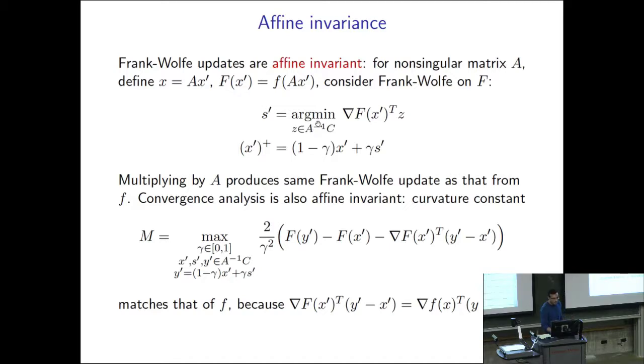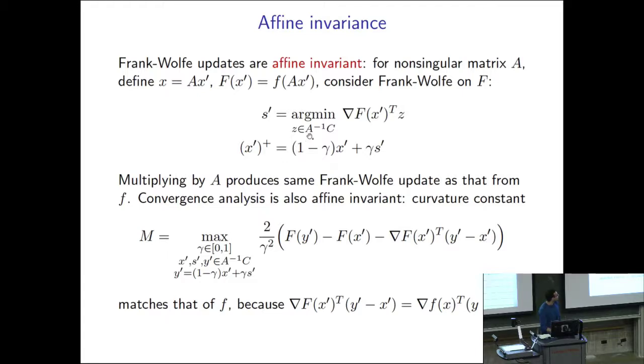And Frank-Wolfe on x prime repeats these steps. So this is exactly as you know it. It's just a gradient transpose z, and I find the s that makes that the smallest, which I'm calling s prime. And then I take a convex combination of x prime and s prime, where the weight is gamma, to get to my next iterate, calling this x prime plus.